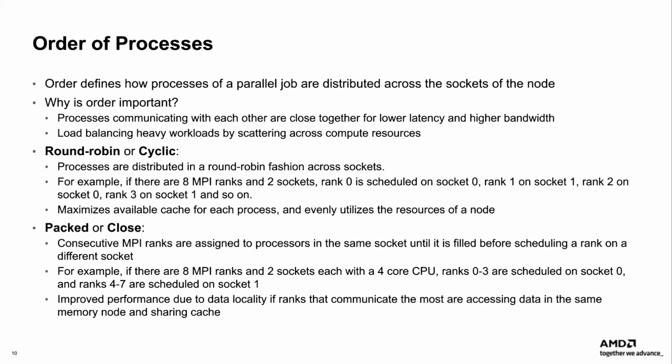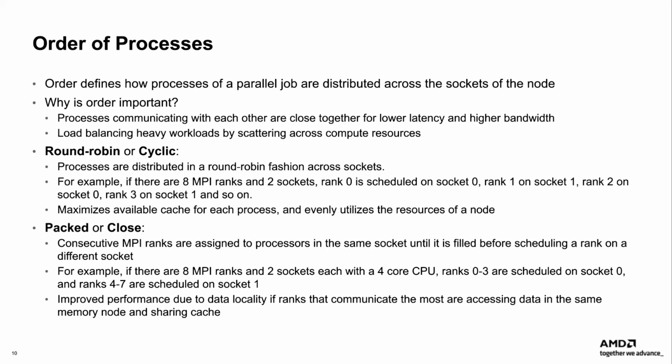So for the same 8 MPI rank case and 2 sockets, we will find that ranks 0 to 3 are scheduled on socket 0, while ranks 4 to 7 are scheduled on socket 1. And when do we want to pack? We want to pack in order to make better use of data locality. And it is better if the ranks that communicate the most are using a shared cache or memory in the same NUMA domain.